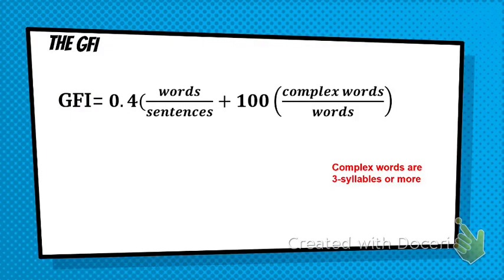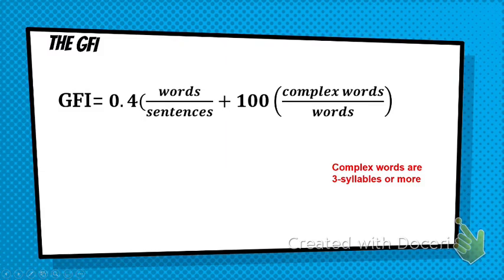Okay, so this is the formula that we're using for the GFI. Once again, we have words, sentences, complex words, and syllables. The GFI uses complex words, where the FKGLI uses syllables. And complex words are defined as 3 syllables or more. And this is the formula for that. I should have another parenthesis right here to close this.